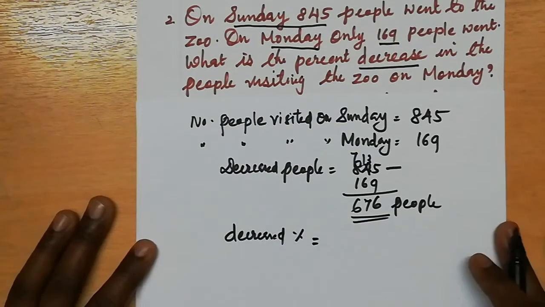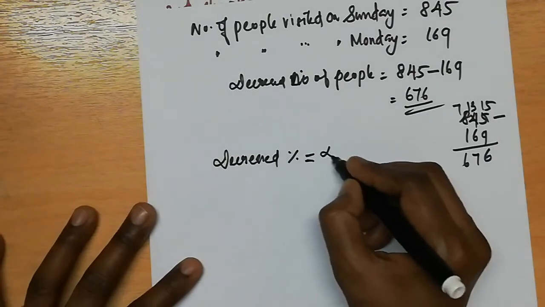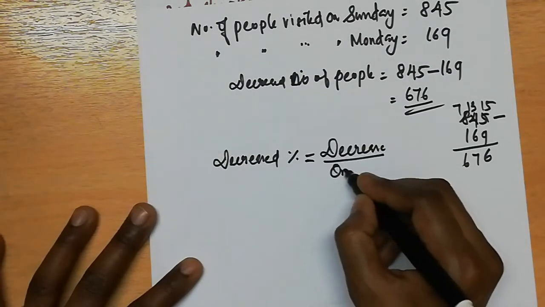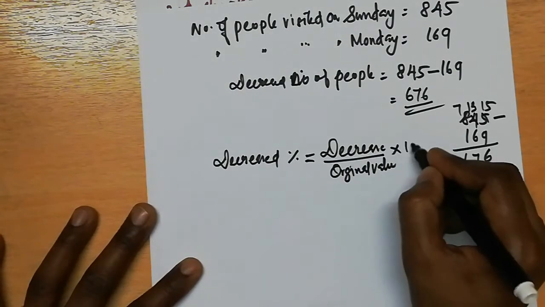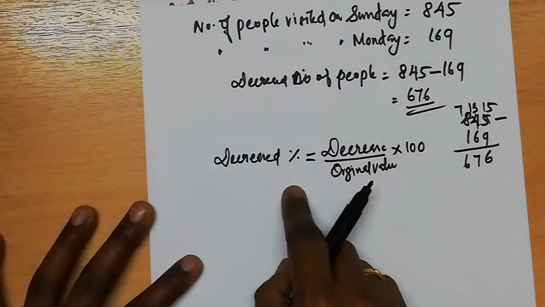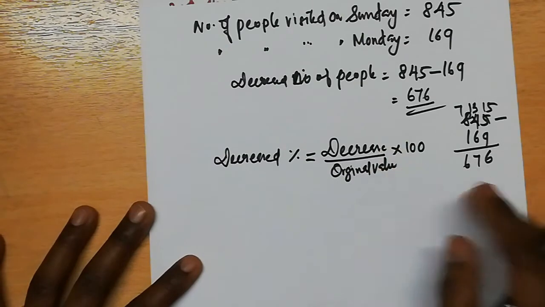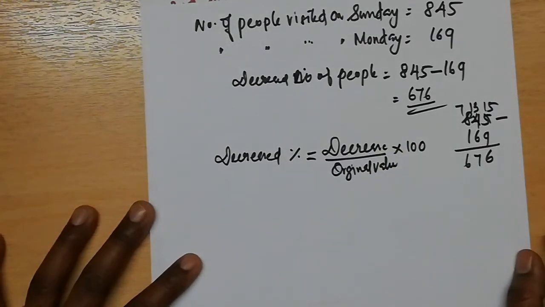Decreased percentage can be found by decrease divided by original value into 100. Okay, if you have to find the increased percent, how can we write it? Increase divided by the original value into 100. Okay, clear? That one also you have to keep in mind.